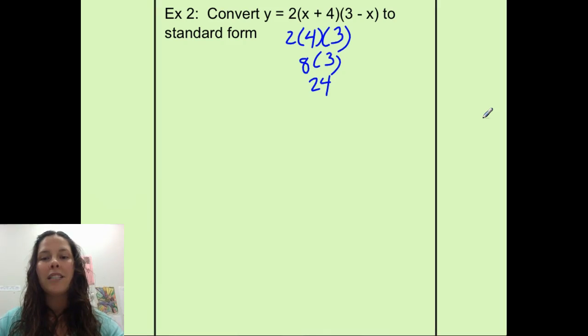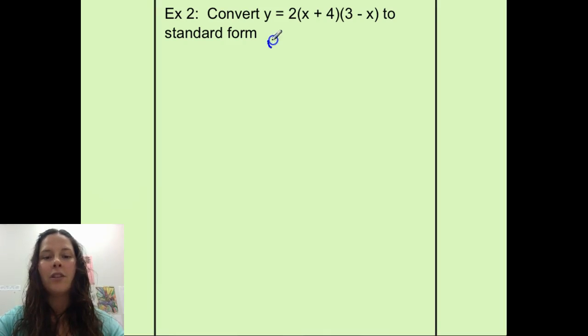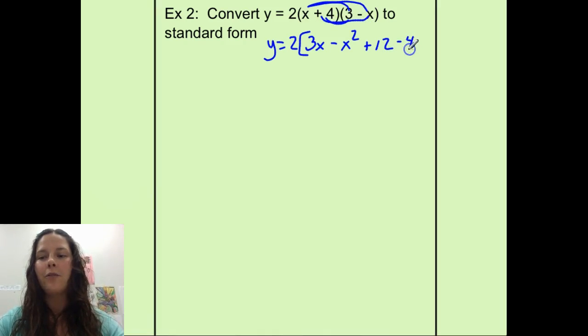A lot of students, when they see that, they want to distribute it through both sets of parentheses. But then what you really are doing is multiplying the 2 twice, and we don't want to do that. So instead, we're going to start, like I said, by distributing our parentheses. X times 3 is 3x. X times negative x is negative x squared. 4 times 3 is 12. And 4 times negative x is negative 4x.